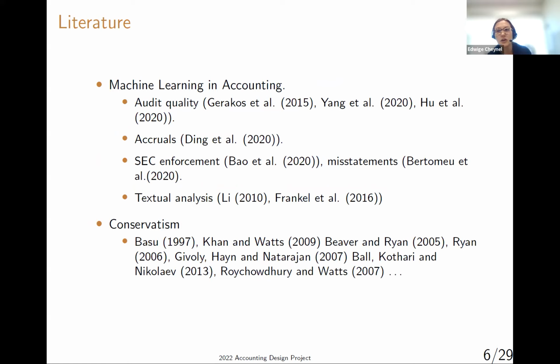There is a relatively nascent literature in accounting on how to apply machine learning methods. You have a couple of papers out there that use those algorithms, but on different topics. And of course, in the conservatism literature, those are linear regressions. We build on this approach, but we will use machine learning instead.